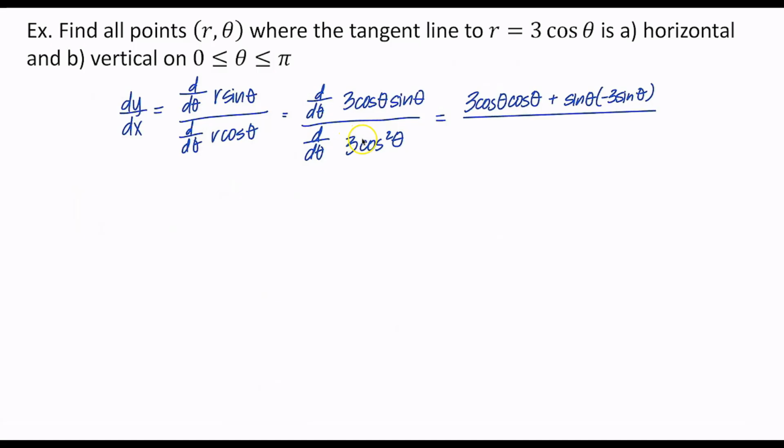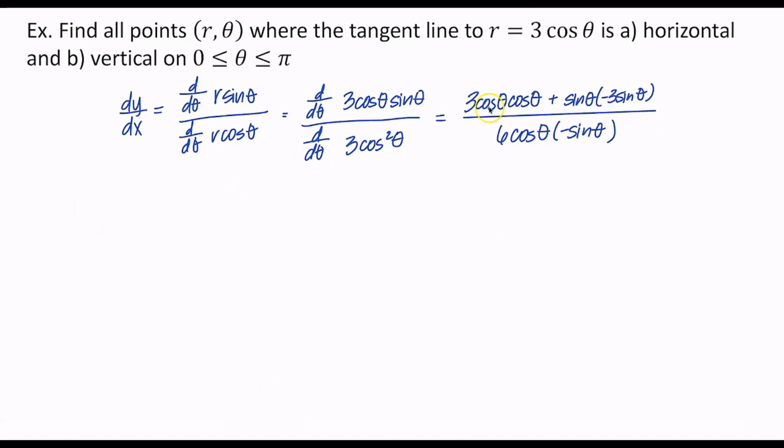Over, in the denominator, I need to apply the chain rule. So I would bring this 2 to the front, multiply by 3. So we're going to have 6 cosine θ. We need to leave that inside the same, times the derivative of cosine, which is negative sine θ.